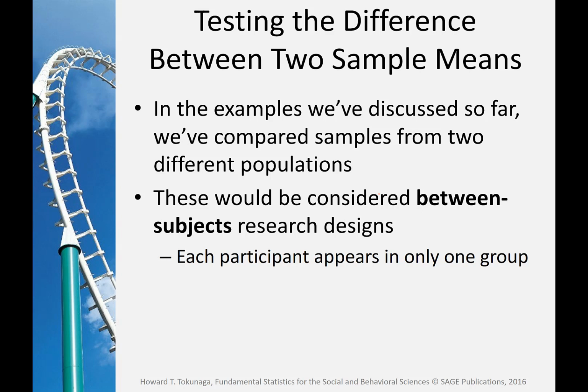We can adapt this for different situations. So what we've done now, the first two examples were different populations. So they were different cars or different students. But what if it's the same student? What if we want to give them a pretest and then give them the treatment and then give them a post-test?